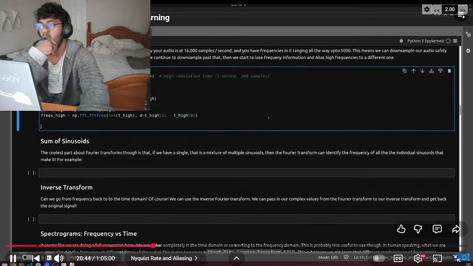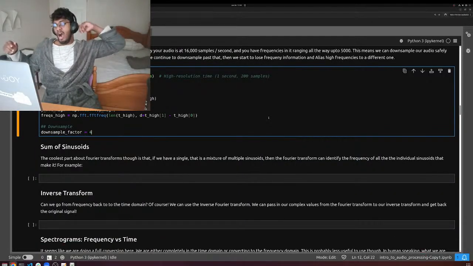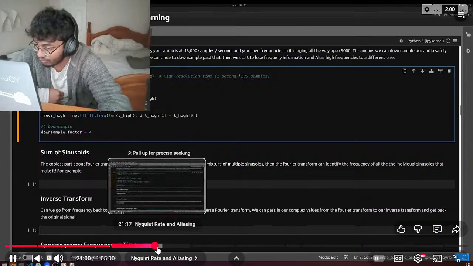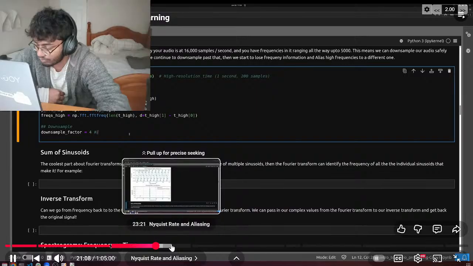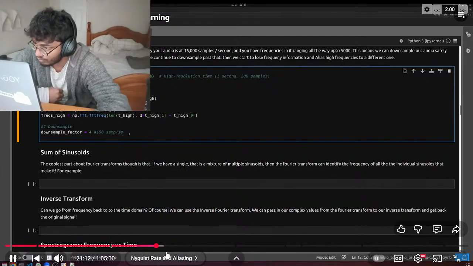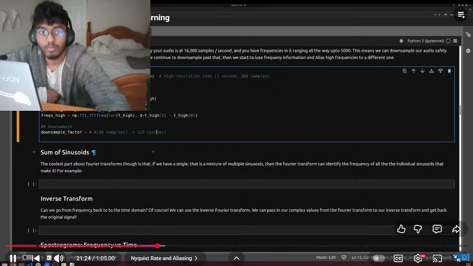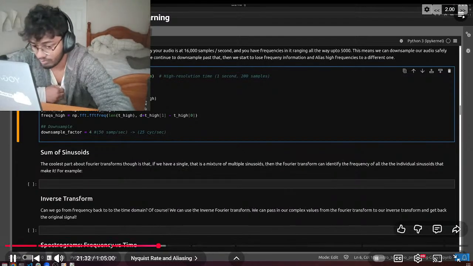And now what we're going to do is downsample the audio. We're going to do a downsample factor of 4. So that means we're going from 200 hertz, downsampled by a factor of 4, to 50 hertz. So we have 50 samples per second, which means that the maximum cycles per second that I can represent is half, that'd be 25 cycles per second. The problem is 25 cycles per second is less than the 40 that I have in my original signal. So let's see what happens to that.